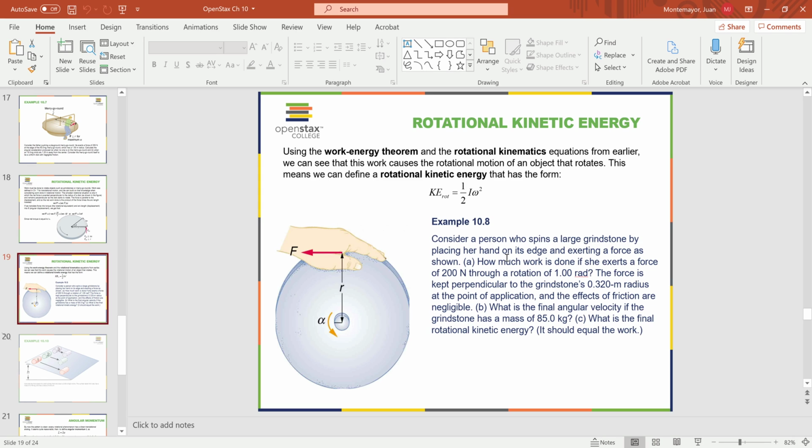So using this, consider a person who spins a large grindstone by placing her hand on its edge and exerting a force as shown. How much work is done if she exerts a force of 200 newtons through a rotation of 1 radian? The force is kept perpendicular to the grindstone that has a 0.32 meter radius at the point of application, and the effects of friction are negligible. For B, what is the final angular velocity, if the grindstone has a mass of 85 kilograms? And C, what is the final rotational kinetic energy? It should equal our work.